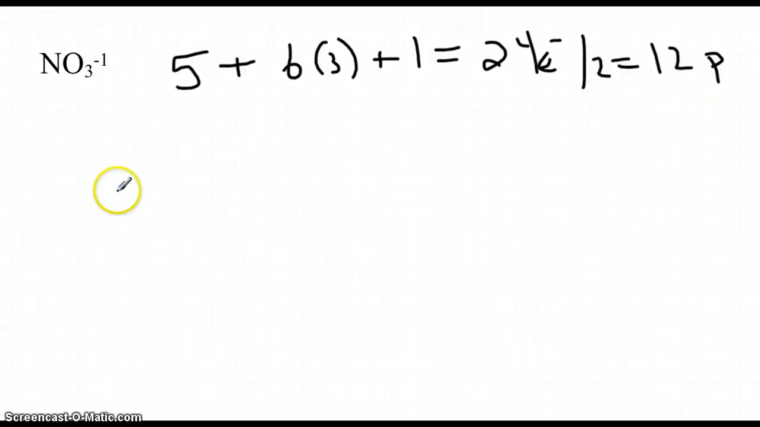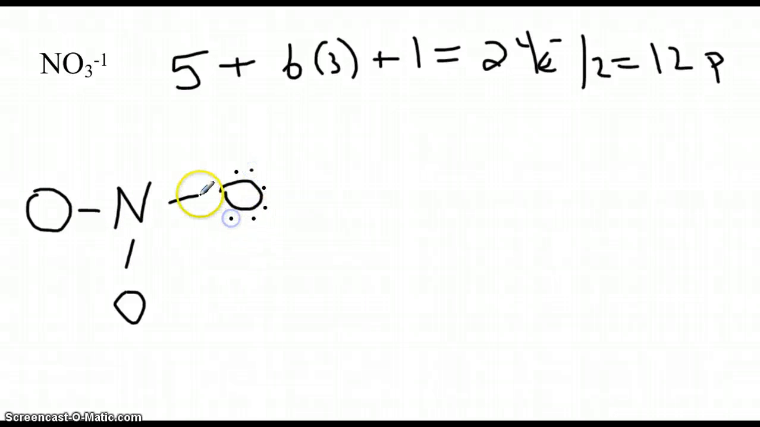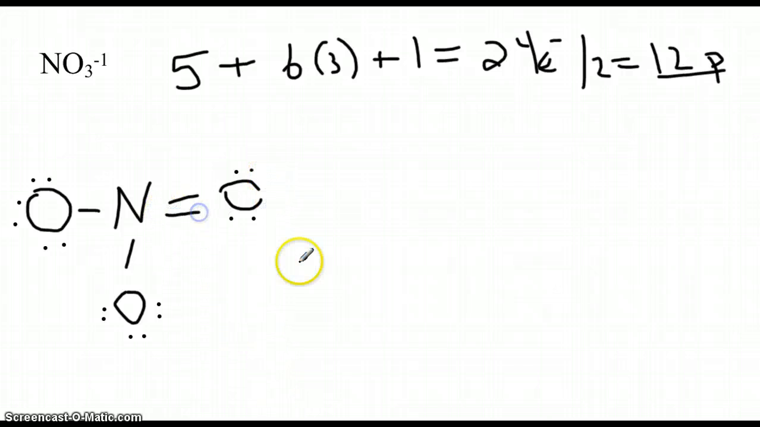Okay, so I'm going to put my nitrogen in the middle because it's going to have the lowest electronegativity. It's furthest from fluorine. I'm going to add in my 3 oxygens, put in my single bonds, put in my pairs. So right now I've used 1, 2, 3, 4, 5, 6, 7, 8, 9, 10, 11, 12. I've used all 12 pairs, however, nitrogen is not satisfied. So what I need to do is remove a pair from one of the oxygens and share it with nitrogen.